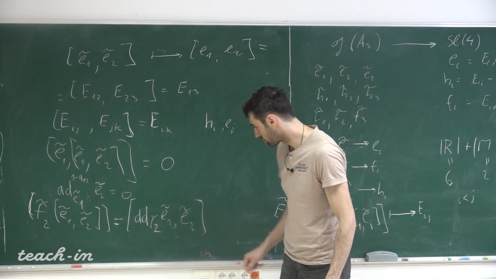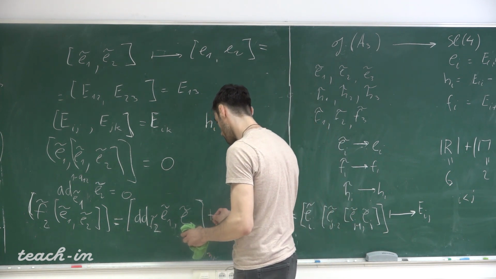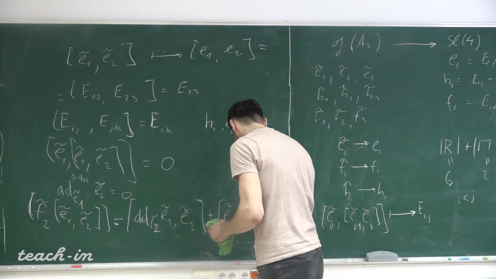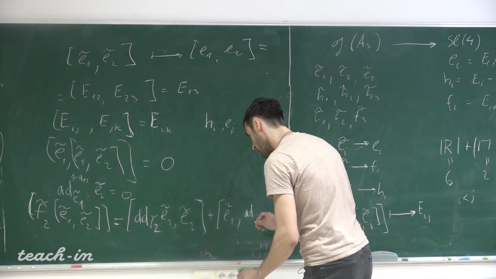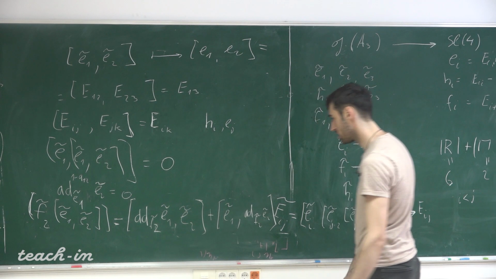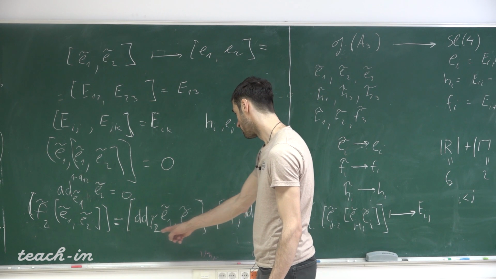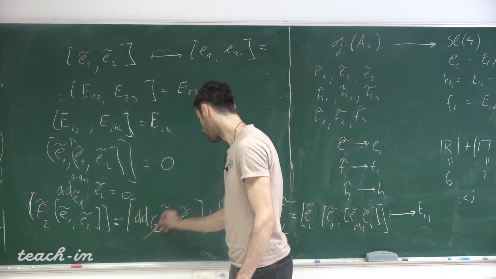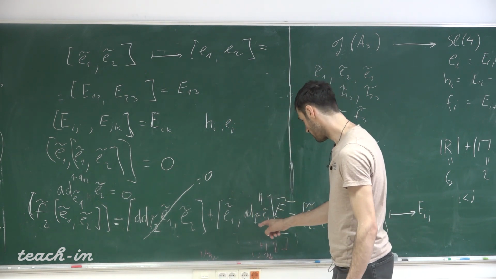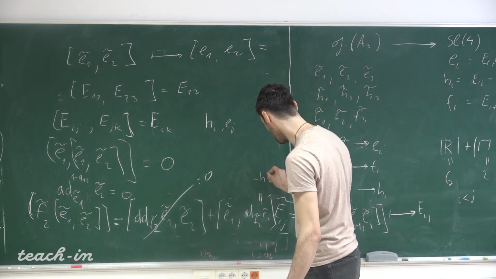So you have F2 tilde, E1 tilde, and then plus E1 tilde, F2 tilde, E2 tilde. This is just the Leibniz rule. But F2 and E1 commute, so therefore this is 0. What's left is this one. This thing is the commutator of F2 and E2, so this is negative H2 tilde.